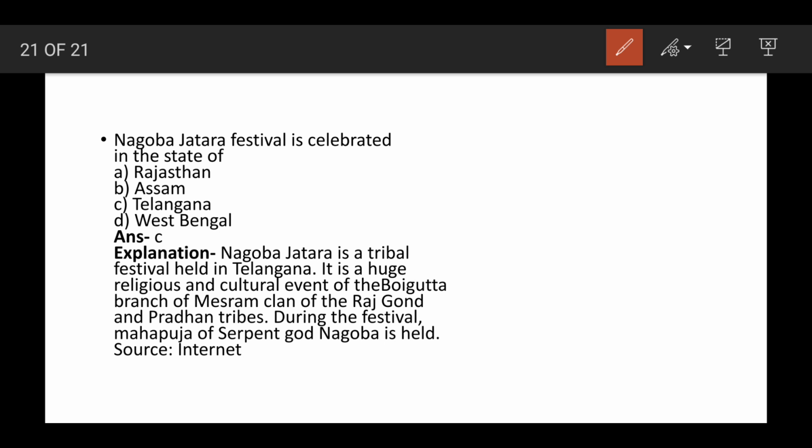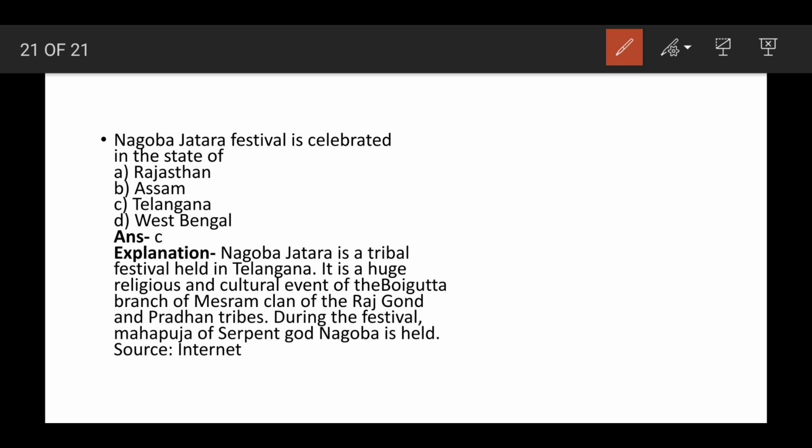Another question: the Nagoba Jatara festival. This Nagoba Jatara festival is celebrated in which place in India? The options are Rajasthan, Assam, Telangana and West Bengal. The correct answer is Telangana.